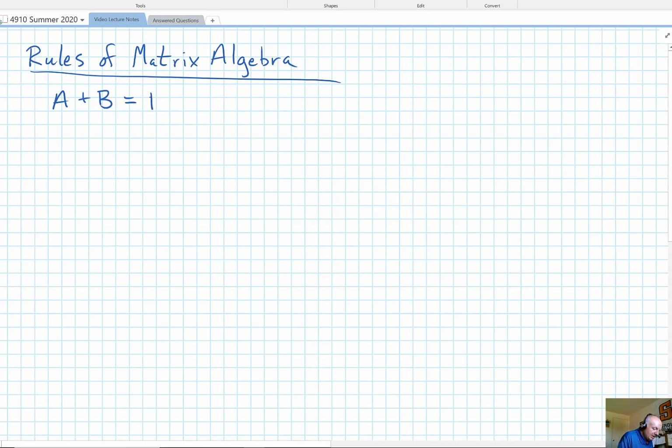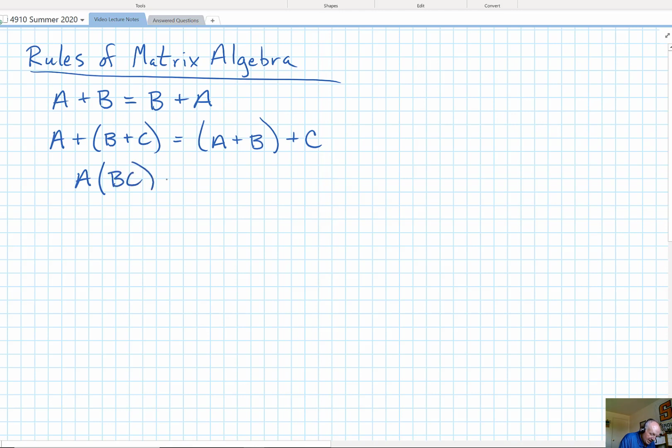Okay, so for instance, with numbers, we have commutativity of addition, right? A plus B equals B plus A. We also have that with matrix addition. So if you add A plus B with matrices, that's the same as if you added B plus A. We have the associative law of addition that also applies to matrix addition. Okay, associativity. We have associativity for multiplication.